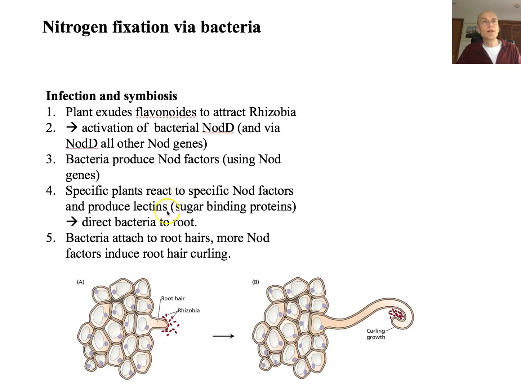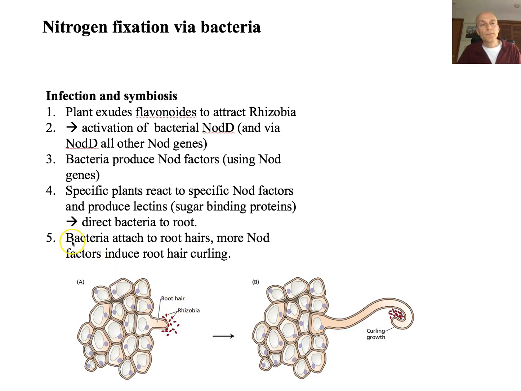When these NOD factors are made, plants can react to these specific NOD factors, and they in turn produce another compound. The compounds that the plants now produce are called lectins. These are sugar-binding proteins. Lectin is sort of a general term for all kinds of sugar-binding proteins. And they then direct the bacteria directly to the root. So if they are on the outside of the plant, they now find their way where they're supposed to go.